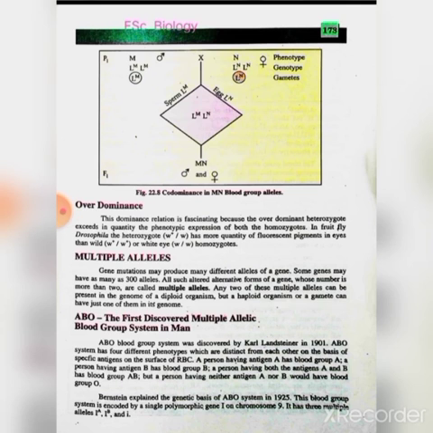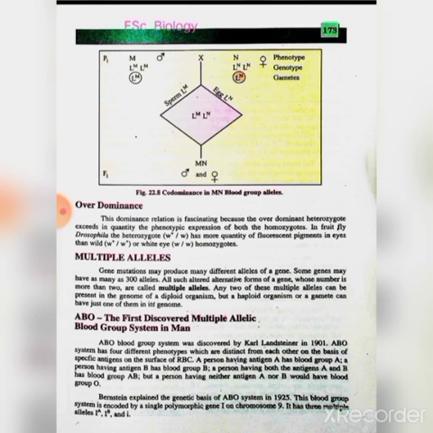The next topic we are going to discuss is multiple alleles. First of all, what are alleles? The alternative forms of a gene that occupy the same chromosome locus but show contrasting characters are called alleles. A gene mutation may produce many different alleles of a gene. Some genes may have as many as 300 alleles. All such alternative forms of a gene whose number is more than 2 are called multiple alleles.